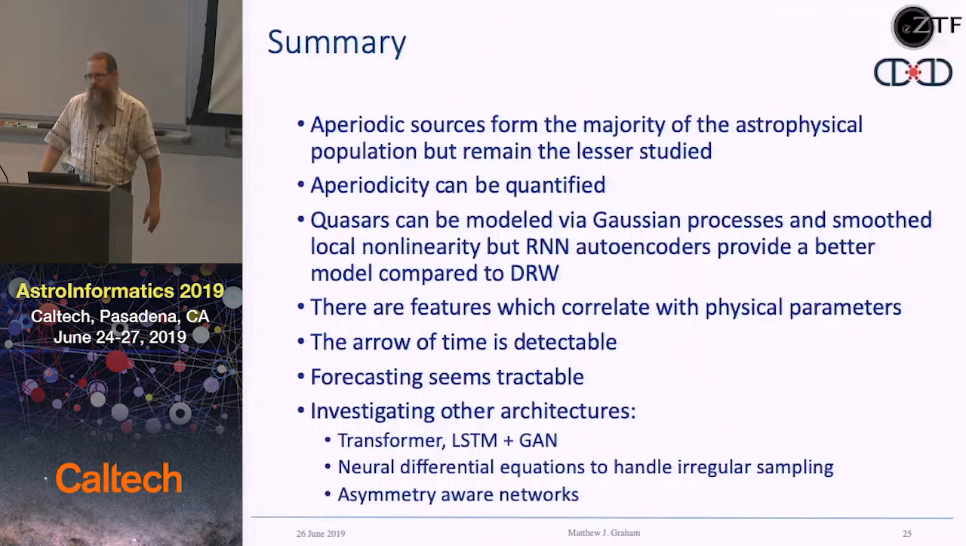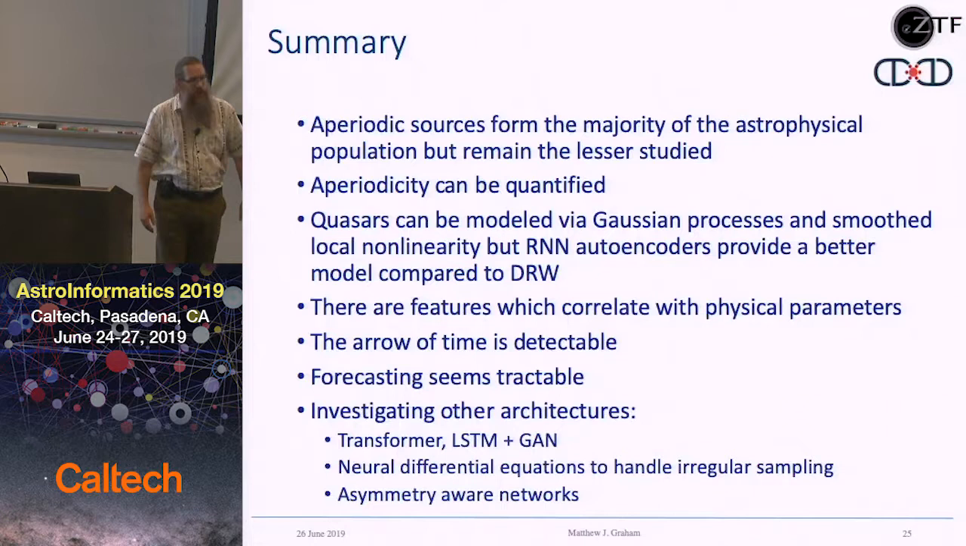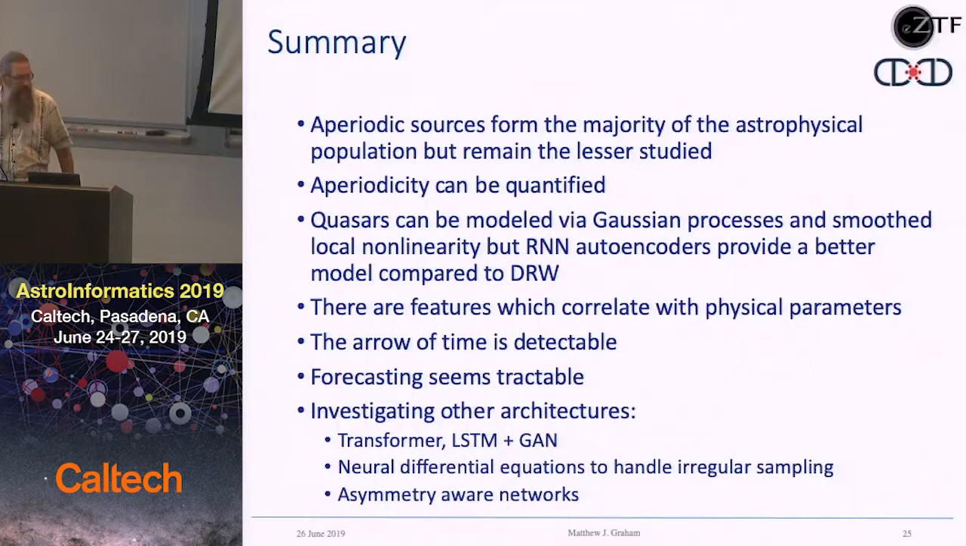compared to observations that you're doing. Obviously, there's a whole slew of more advanced architectures, or symmetry or asymmetry aware networks, that it might be interesting to play around with, where you're already enforcing some physically motivated constraints into them, and different ways of handling this irregular sampling, which I still worry about. That delta T in the RNN, I think, is not the best way of doing the modeling, but something like neural differential equations, which handle continuous time, might be.